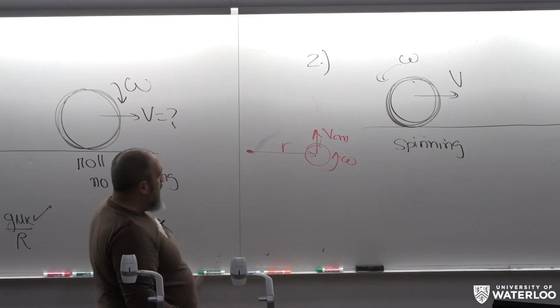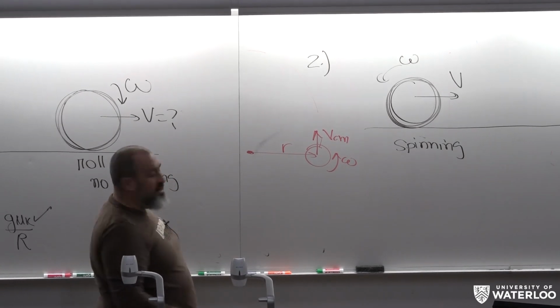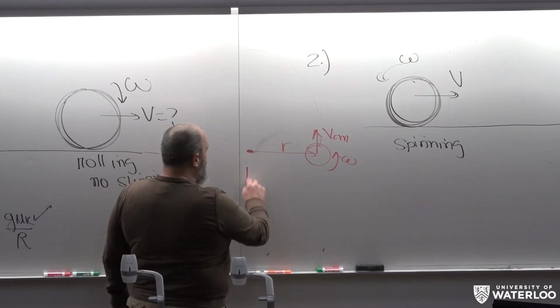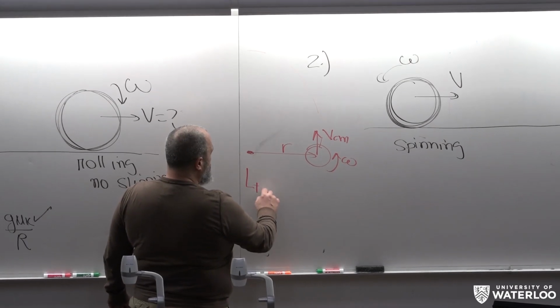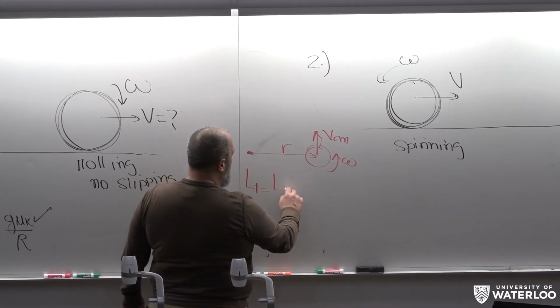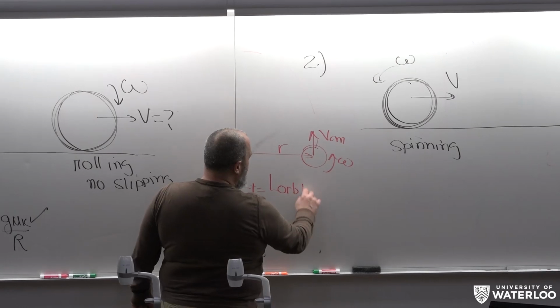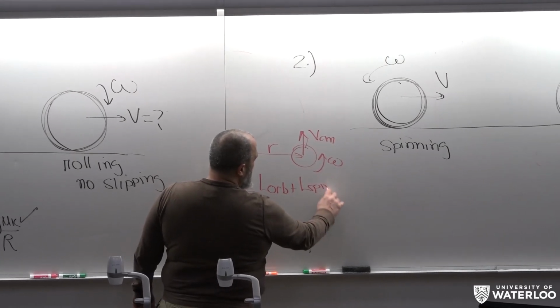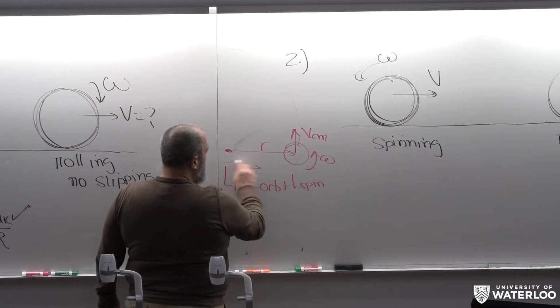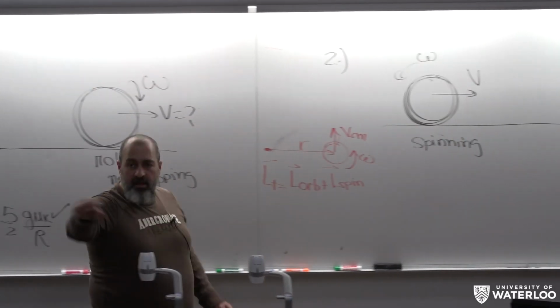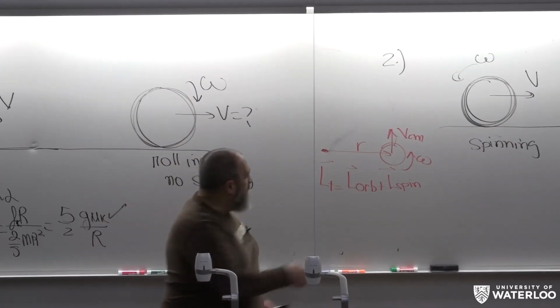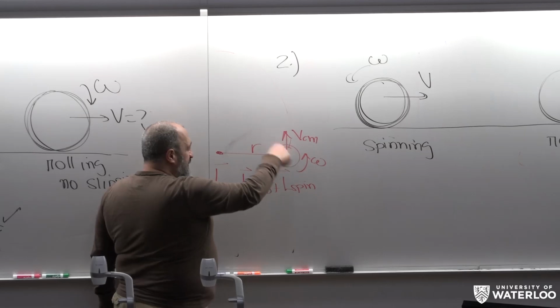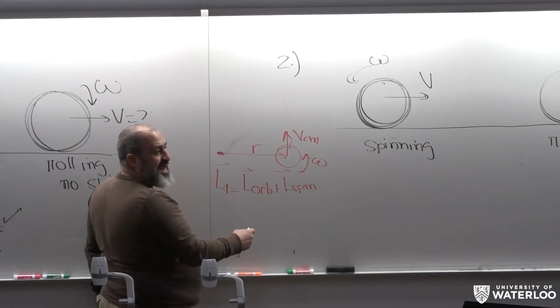Then okay, I made it perpendicular. It doesn't have to be perpendicular. Right? We say that the total angular momentum L total is equal to L orbital plus L spin. And these have directions, right? Depending on whether the object is moving this way and spinning that way, you add them. But if spinning that way, you subtract, right?